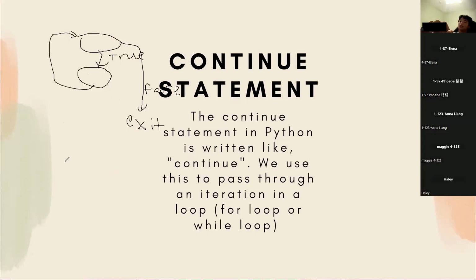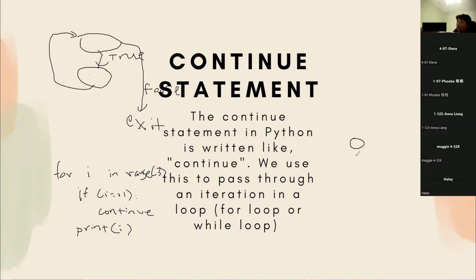When we reach this, let's just say we have a for i in range. We're going to print i. Here, if i equals one, we're going to continue, and then we're going to print. So remember, i starts at zero. Is zero less than three? It is, so now we go in here.